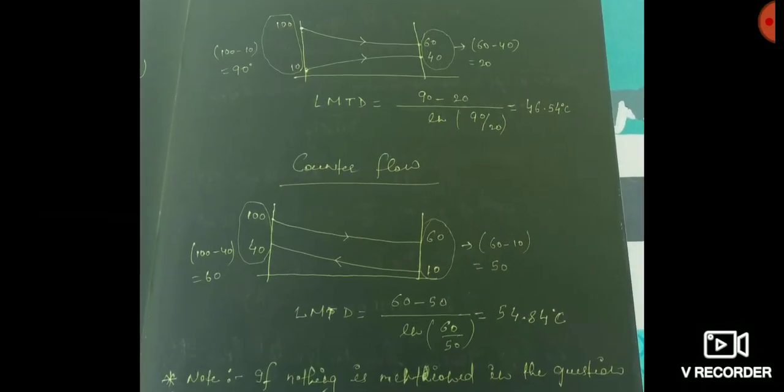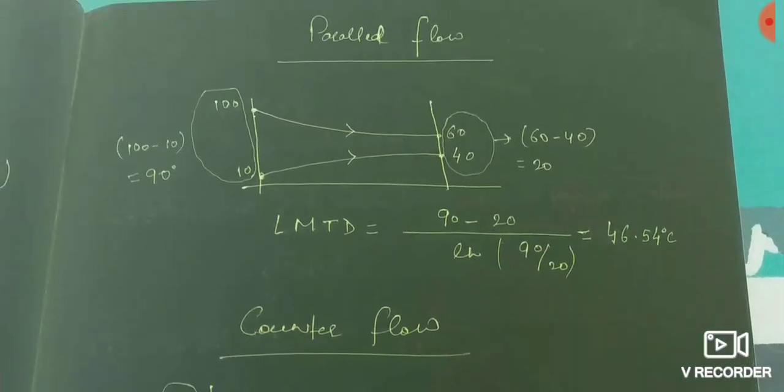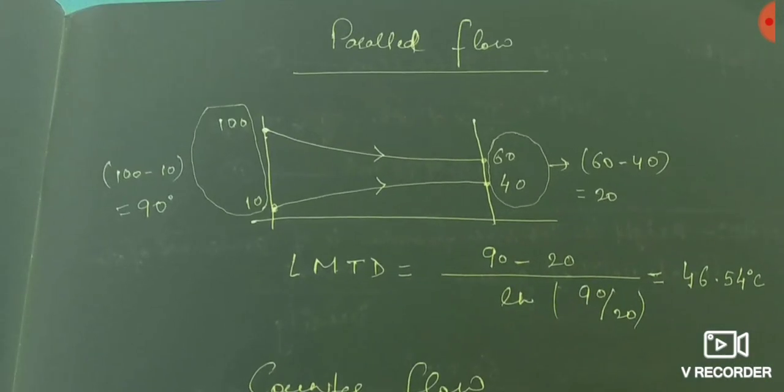Friends, you have to only remember how the delta T1 and delta T2 values are calculated. For easy understanding, I will tell you one example so that you can easily correlate and get the answer. Here in case of parallel flow, I already told you that both hot and cold liquid are flowing in the same direction. So you can see by the arrows also, both the arrows are in the same direction.